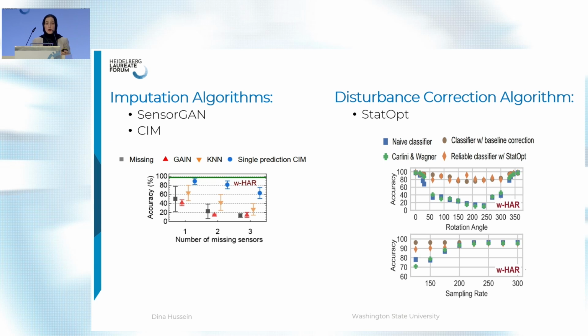Our experiments show that we were able to maintain accuracy within 5% of the accuracy with no missing data, while having two sensors missing. In doing so, we're able to preserve the quality of the application and ensure the safety and well-being of the user. To learn more about my work, please stop by the poster.